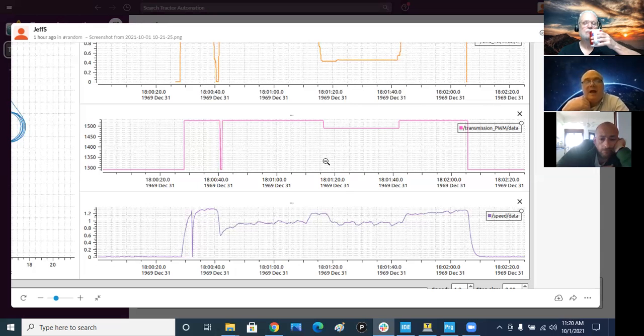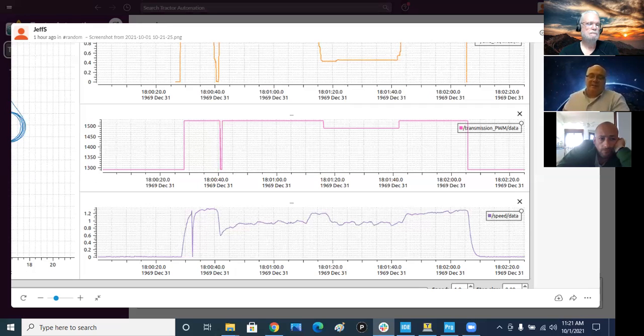Yeah, I have chosen not to give it a 2 meters a second PWM value. So that transmission PWM value of 1550, I purposefully didn't want it going any faster than that. What you're telling me is my 50%, there's not any material difference between my 50% and 100%.